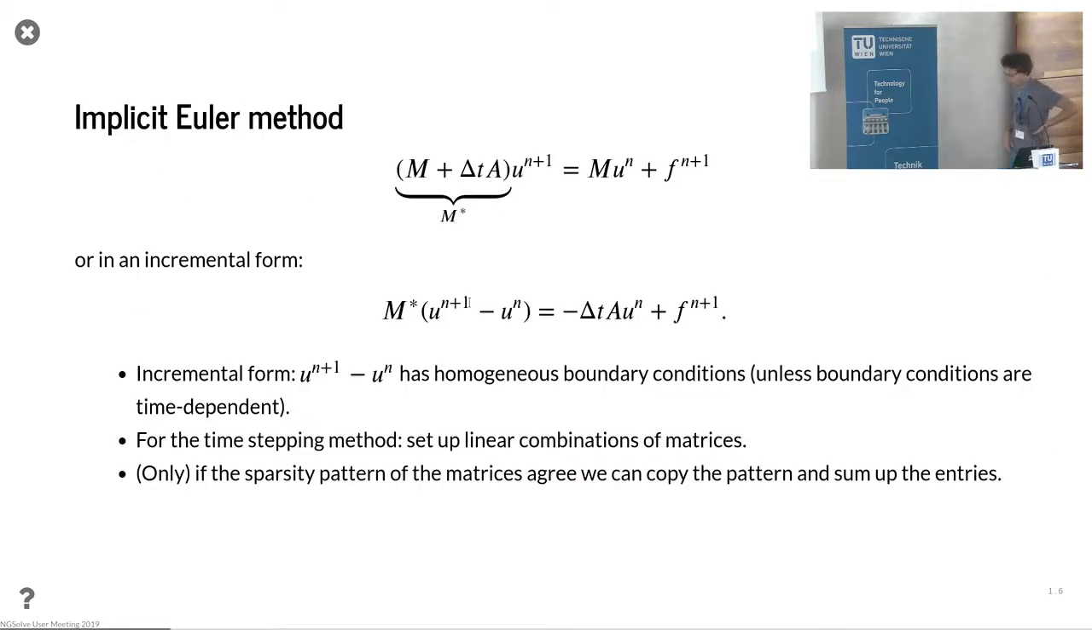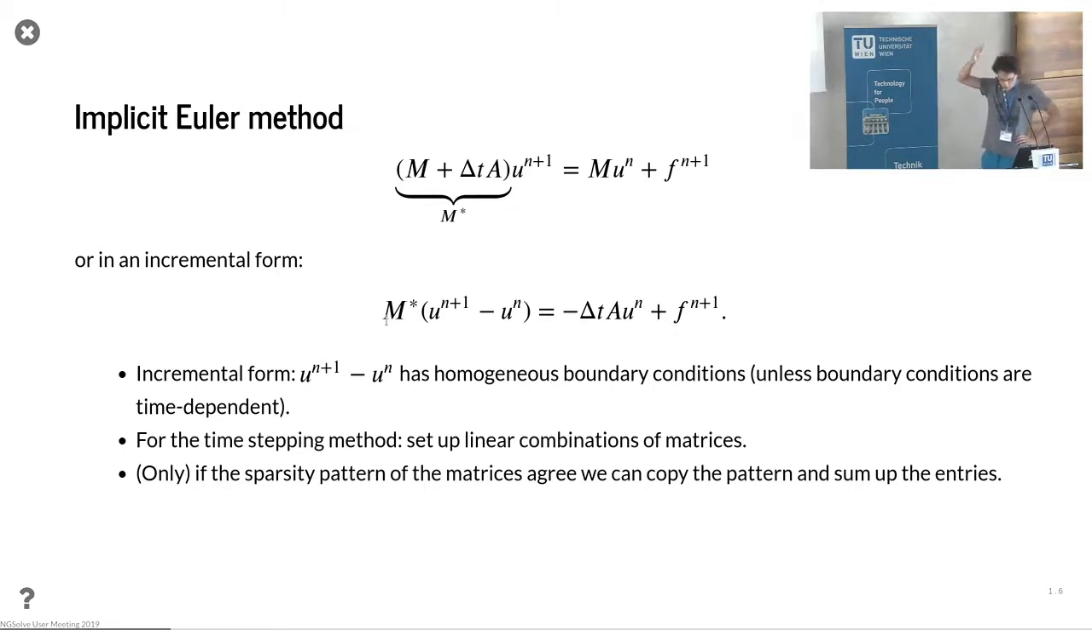Okay, so we want to solve a very simple problem with a very simple discretization. We want to apply an implicit Euler method. This is why we also need the mass matrix. So we have to solve the following problem: the mass matrix plus delta t times the diffusion matrix for the new time step, and then the corresponding right-hand side. We also write this in an incremental form. So we have this M star matrix times the increment that we search for, which indirectly defines our new time step value, equal to the corresponding right-hand side.